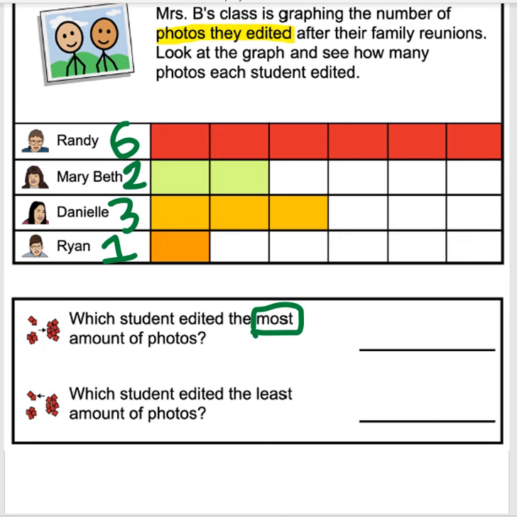So now that we've counted how many each student edited, we're looking for the biggest number, the most. So we have Randy, Mary Beth, Danielle, and Ryan. Who has the biggest number? Randy has the biggest number. 6 is the biggest number. So who edited the most? Randy.